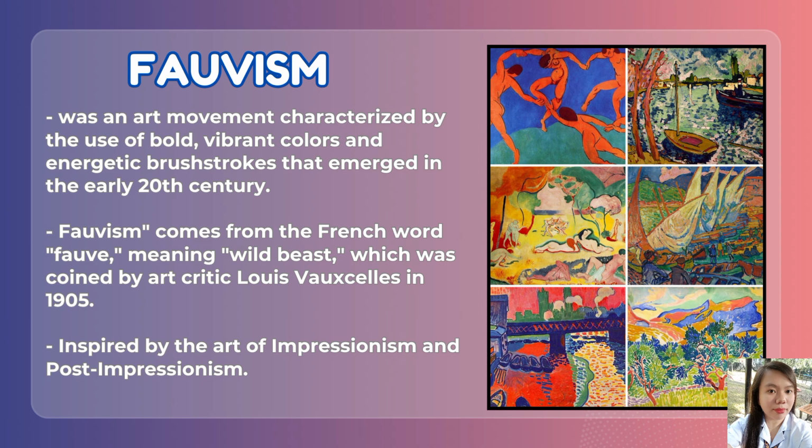Fauvist paintings, as shown in the example, are filled with vivid, non-realistic colors and dynamic compositions, often depicting landscapes, figures, and nature. This movement, though short-lived, was groundbreaking, pushing the boundaries of artistic expression and paving the way for future modern art movements like Expressionism and abstract art.